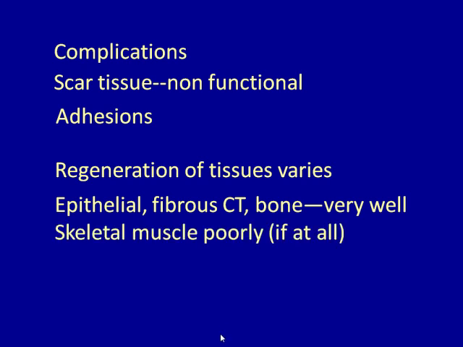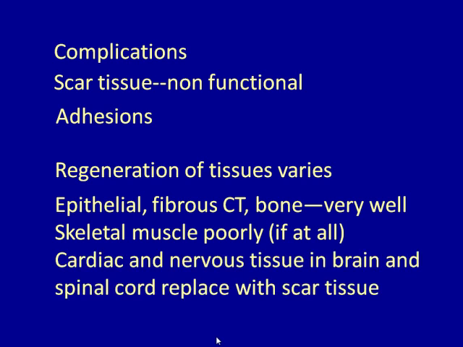Skeletal muscle is a very poor regenerator. For the most part, skeletal muscle loses its ability to divide as you get older, so there's very, very limited regeneration, if any. This means that you get scar tissue in there, which is non-functional. Cardiac tissue and nervous tissue in the brain and spinal cord totally lose their ability to divide as you get older, so all you're going to ever get there is scar tissue, which is non-functional.